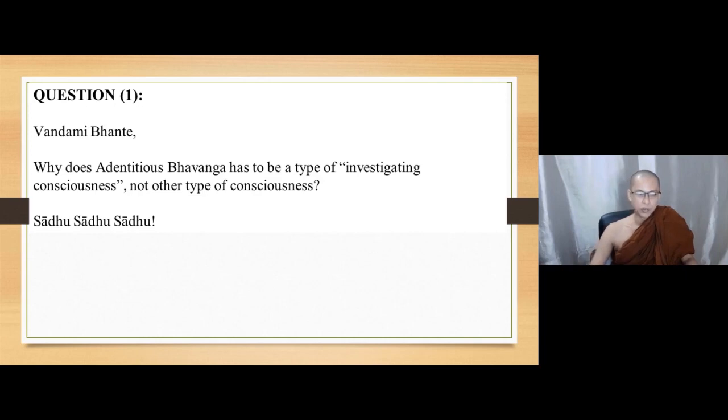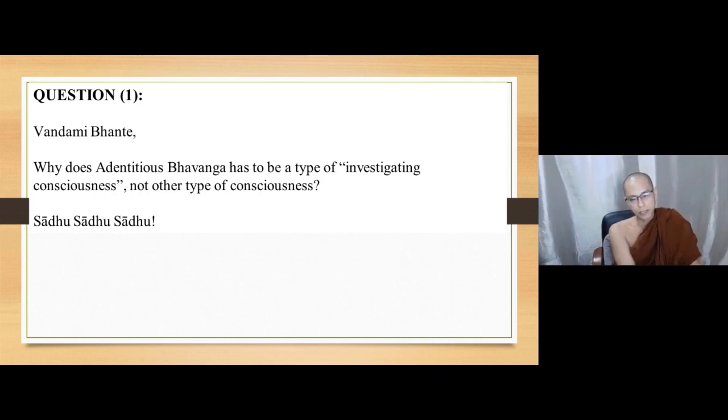Here there are no texts in the Abhidhamma literature that mention this, but we have to understand that we are studying the nature of arising. So the investigating consciousness maybe has the nature to perform the function of advantageous Bhavanga, and the other types are not able to perform that.